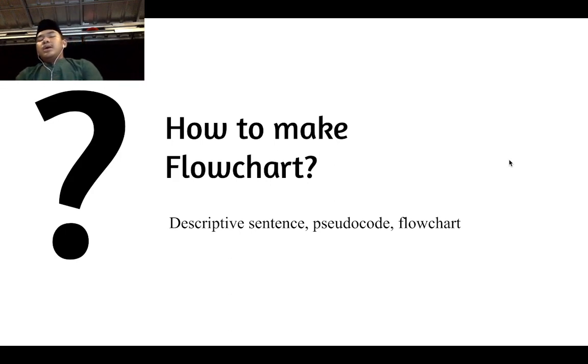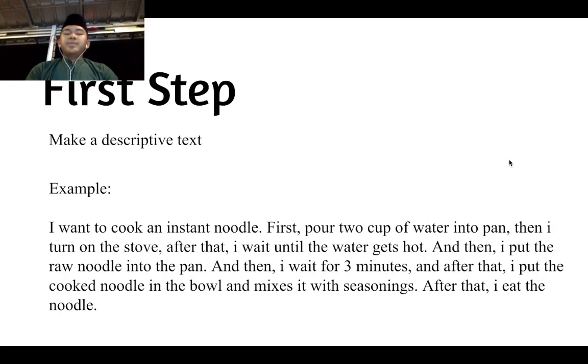So in the flowchart part, we have a couple of shapes that explain something, like a rectangle is a process, and a rectangle with corner radius is to start and to end the flowchart, and others. But in this case, we just use three main shapes. Okay, so the first step is to make a descriptive text.